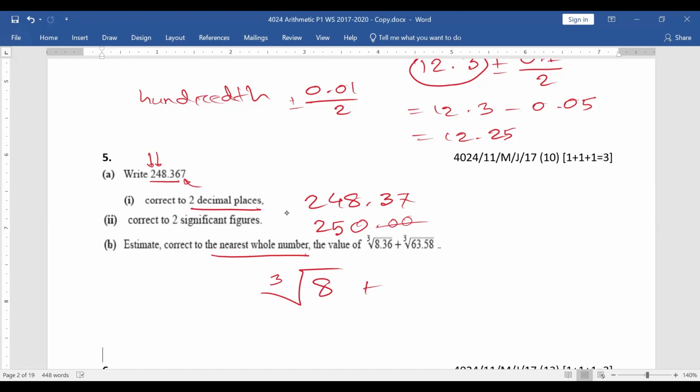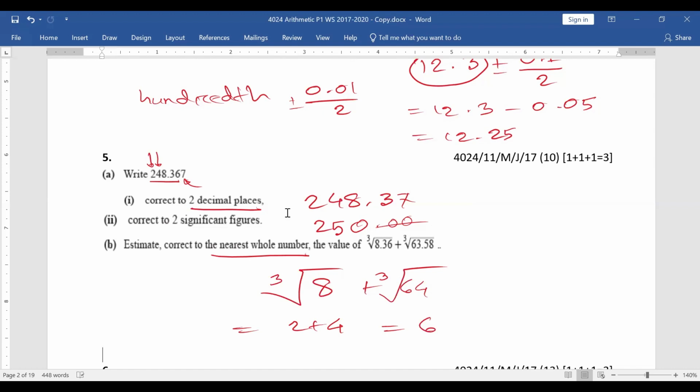And what's the nearest whole number of 63.58? As it is 63.5 or more, we have to take the upper bound of this number, which is 64. And the cube root of 8 is 2, and the cube root of 64 is 4, since 4 times 4 is 16, and 4 times 16 is 64. So 4. So 2 plus 4 is 6.